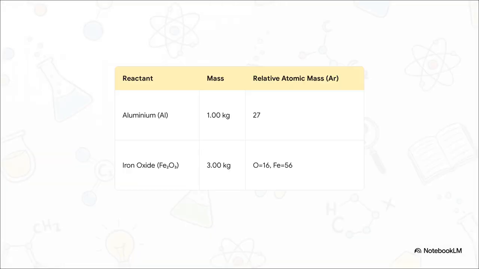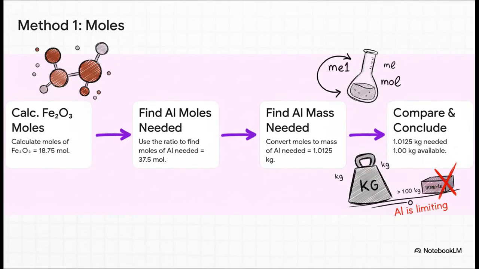Before we start crunching the numbers, let's just lay out all the info the question gives us. We have the mass of our reactants, we have the balanced equation, which is crucial for getting the ratio right, and we've got the relative atomic masses we need for our calculations. Everything's right there. All right, let's go with method 1.